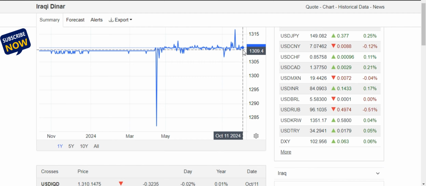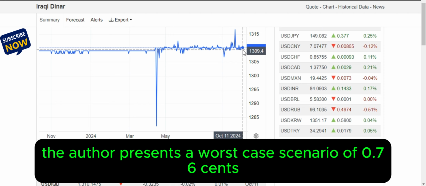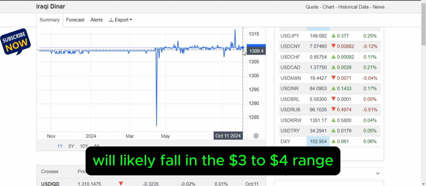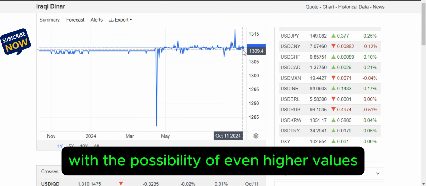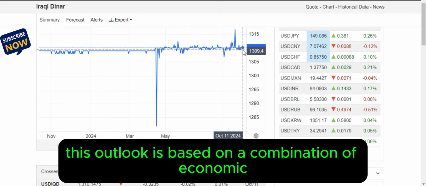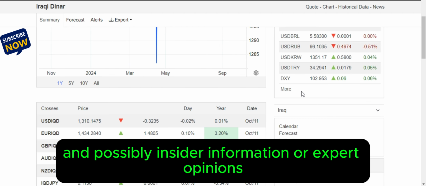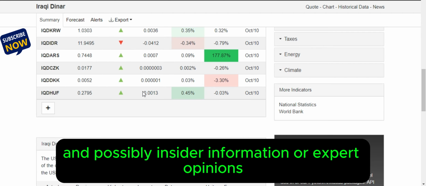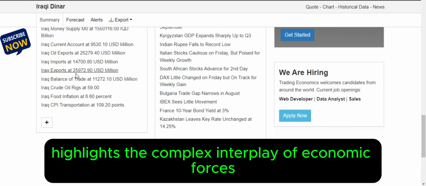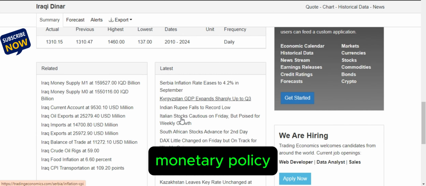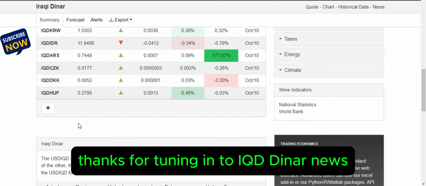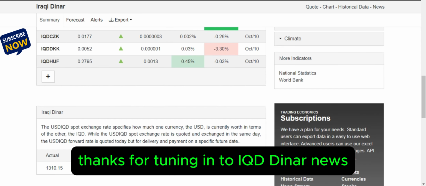In conclusion, the paragraph reflects a perspective on currency revaluation grounded in an analysis of the REER. The author presents a worst-case scenario of 0.76 cents while expressing optimism that the revaluation will likely fall in the $3 to $4 range, with the possibility of even higher values. This outlook is based on a combination of economic analysis, market expectations, and possibly insider information or expert opinions. The broader discussion of currency revaluation highlights the complex interplay of economic forces, monetary policy, and market dynamics that influence exchange rates.